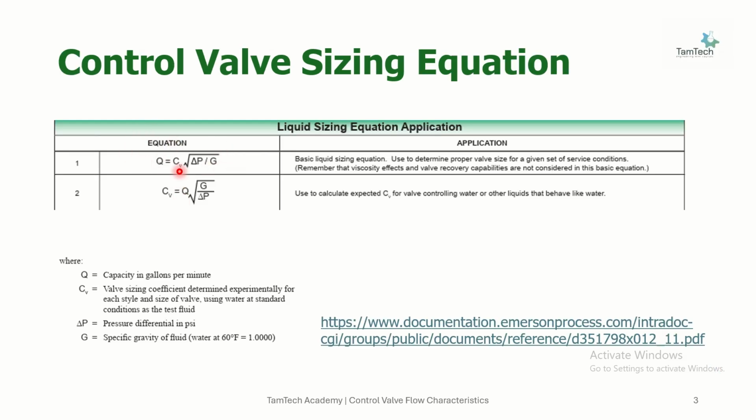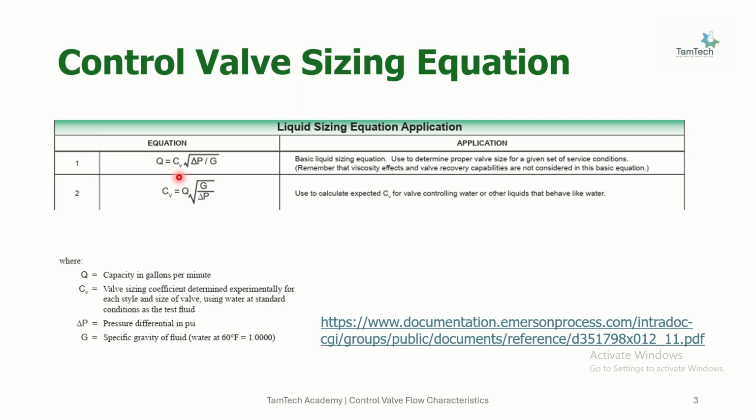I believe this equation is quite familiar to some of you: Q is equal to Cv times the square root of delta P over SG, or just G. This is the basic liquid sizing equation, and I have added the reference for your further study. In the control valve sizing equation, we need four different variables. The first one is the Cv, which is the valve sizing coefficient.